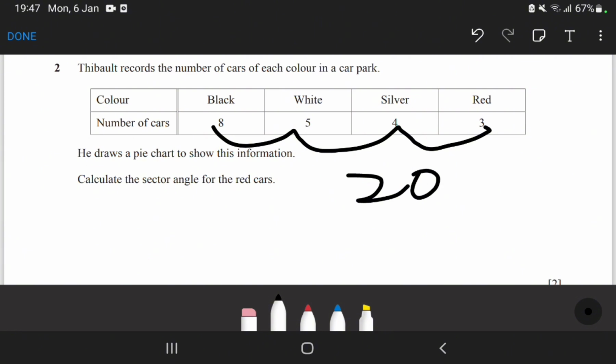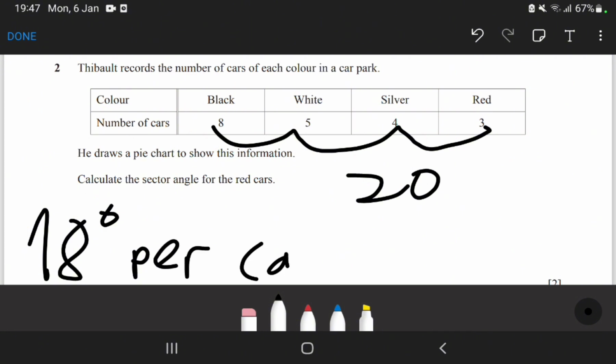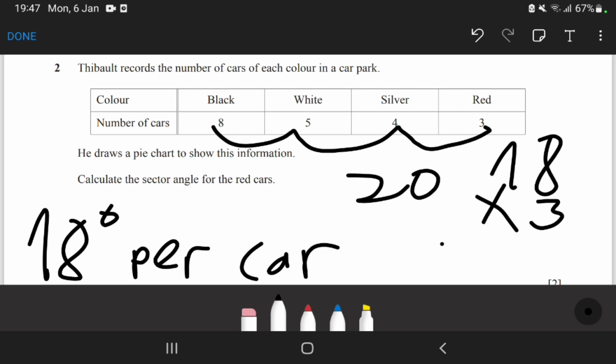Now to find the angle for each car, not for each color, for each car, we're going to do 360 divided by 20, which will give us 18. So it's 18 degrees per car. Okay? And now to find the sector angle for red cars, we just do 18 times 3, which is 54.